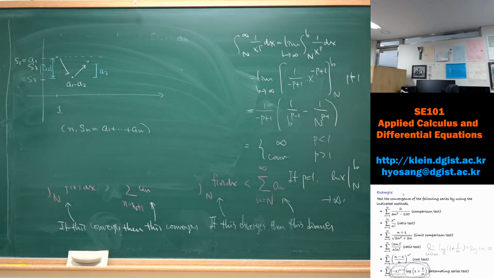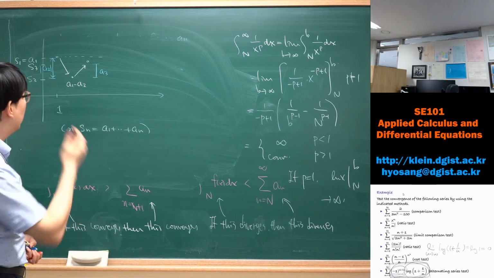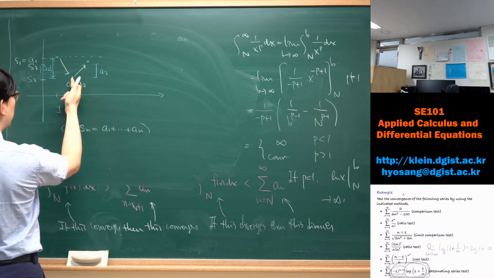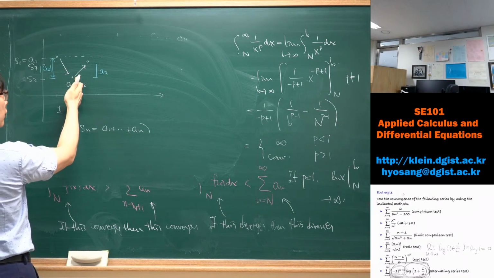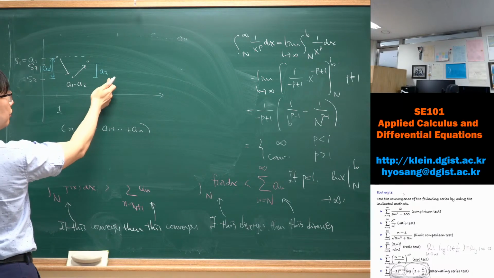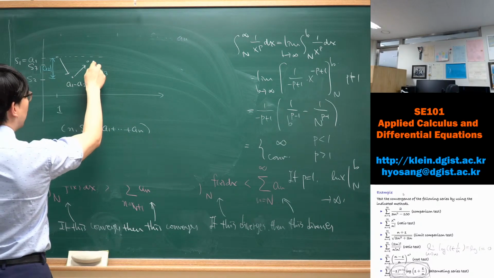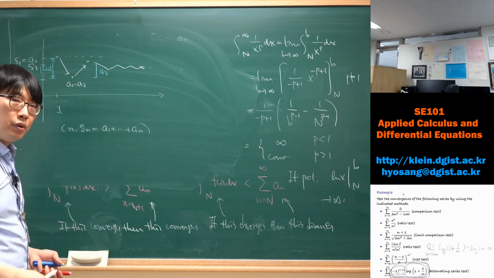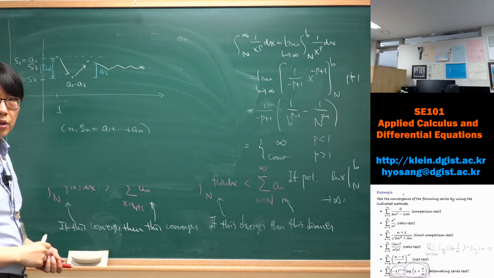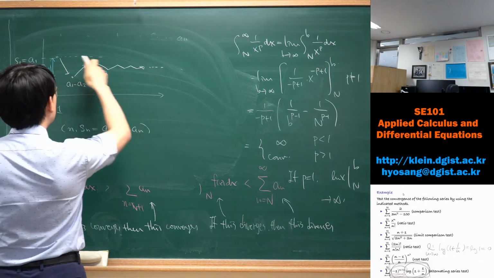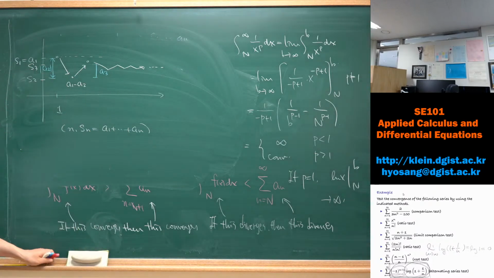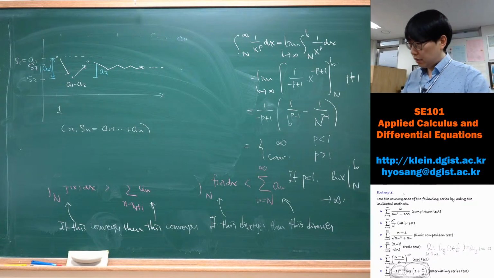And you do this for every n. The next time you add A4, you're not going below S2, because A4 is less than A3, and so on. So you get this up and down sequence, but eventually it will converge to some number between S1 and S2. Okay, so this is the idea behind why alternating series always converge, provided the sequence has this property.